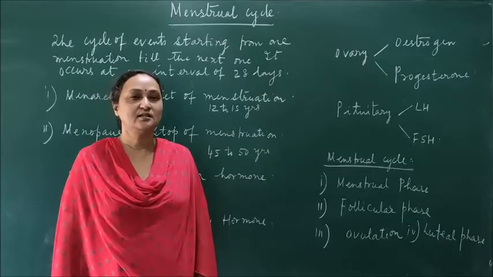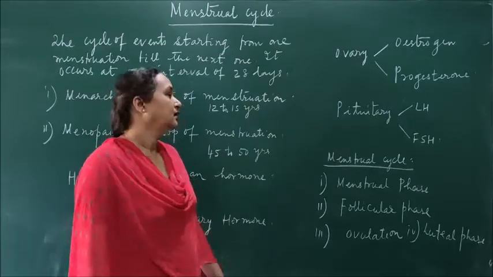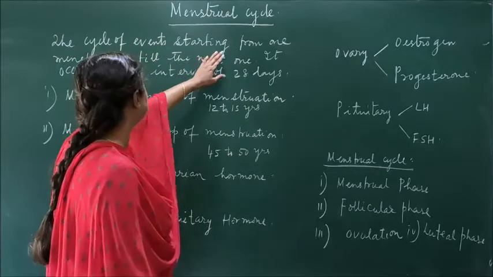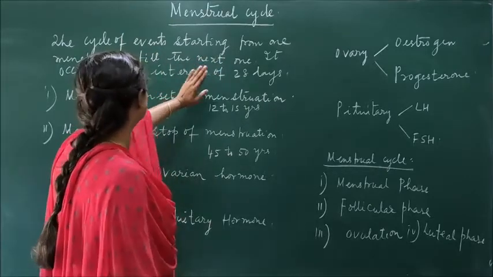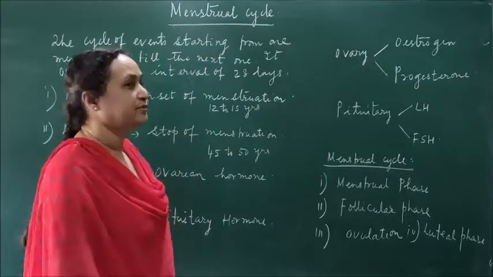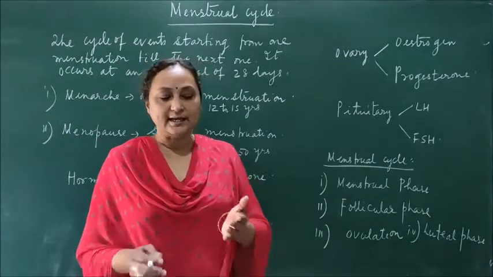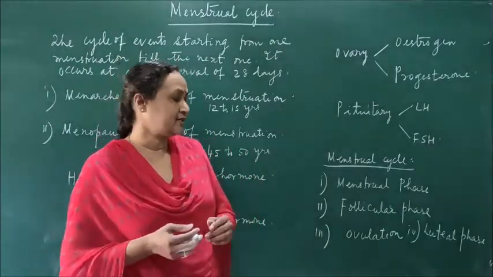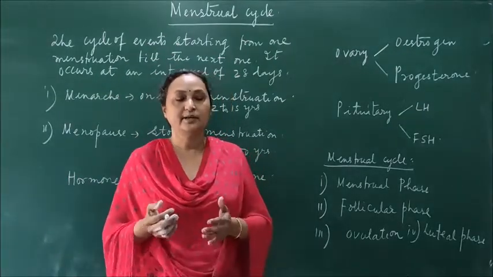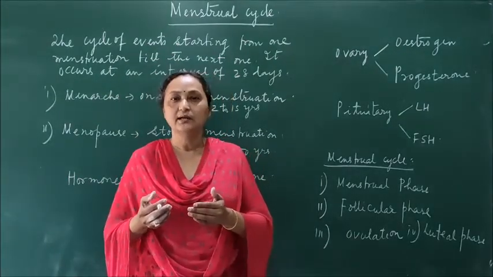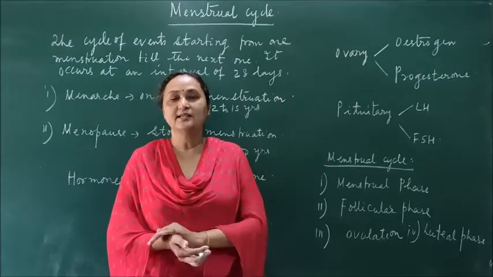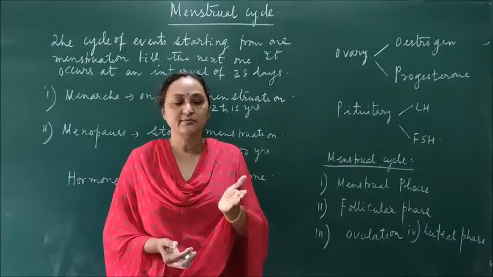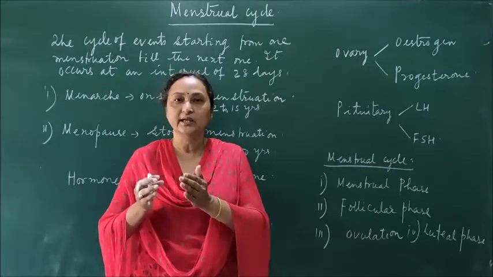Now we will discuss the menstrual cycle. The menstrual cycle is an event starting from one menstruation till the next one. It occurs at an interval of 28 days. This is actually the reproductive cycle, and it takes place in primates. Primates means human beings and apes. The cycle takes place in females. It does not take place in males, and it takes place in females at an interval of 28 days.